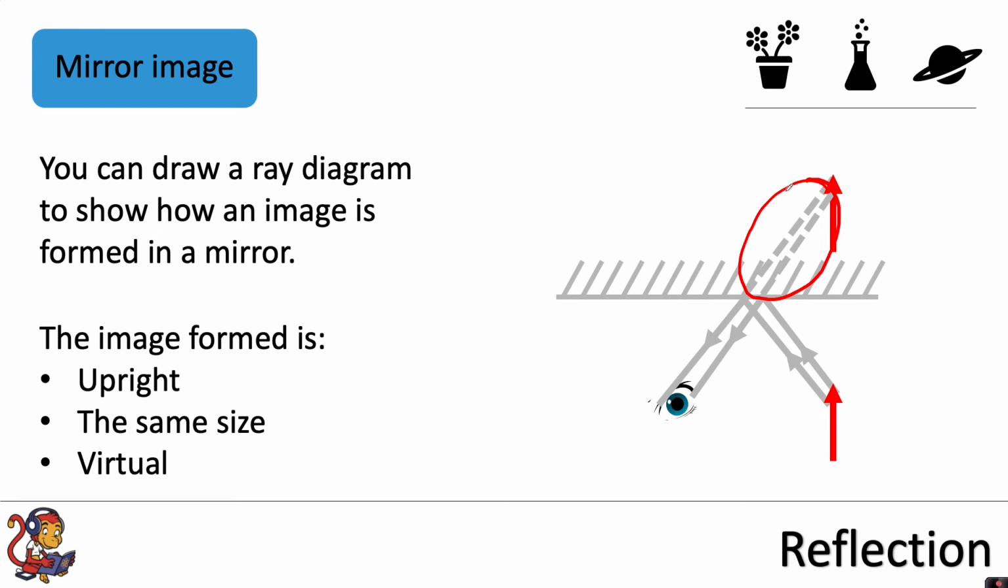As soon as you stop looking at that mirror, that image is no longer formed. And that's why we call it a virtual image. We can't project it on a screen anywhere else. It is only whilst we are looking at the mirror that we see that image.